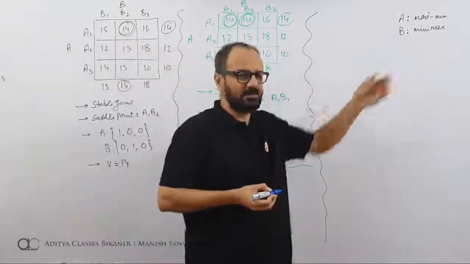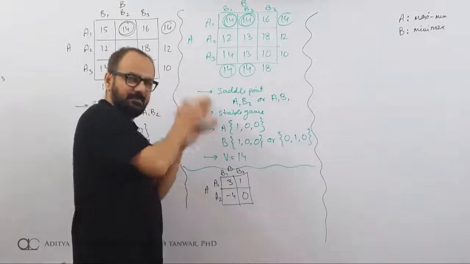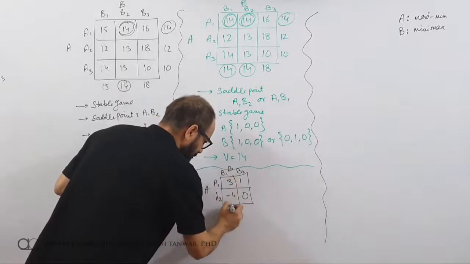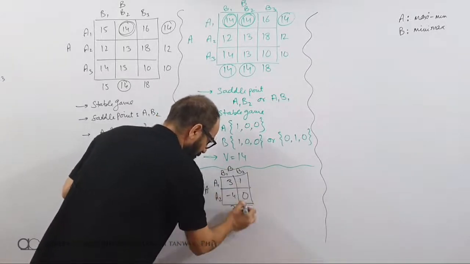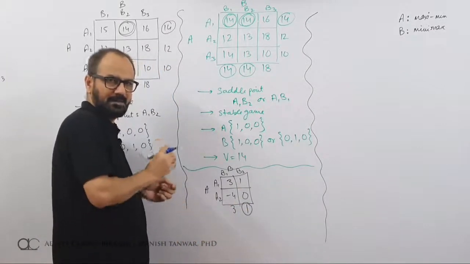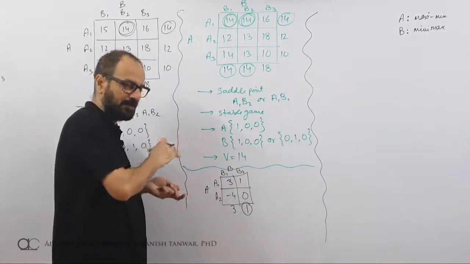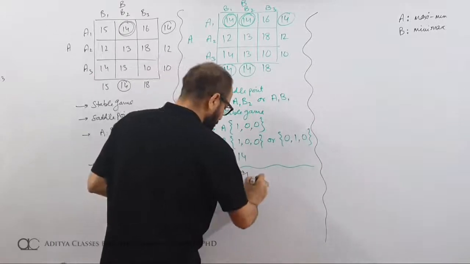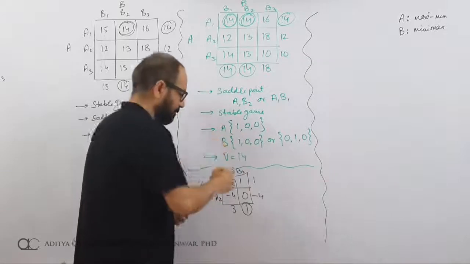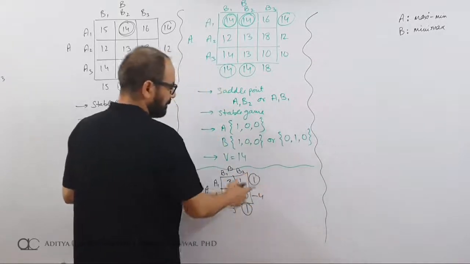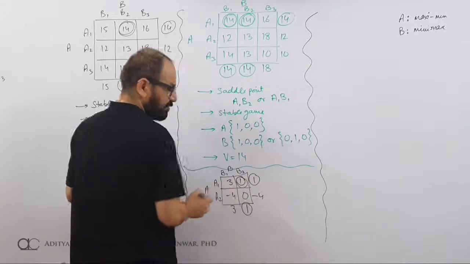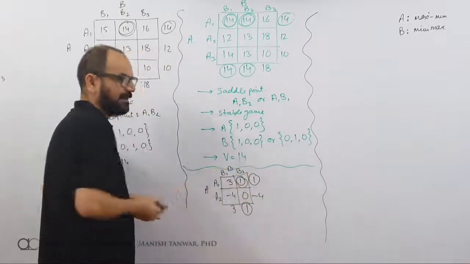B goes with minimax: maximum from each row, then minimum of those. A goes with maximin. This one is pointing at this one. This one is pointing at this one. So both ones are pointing at same location.